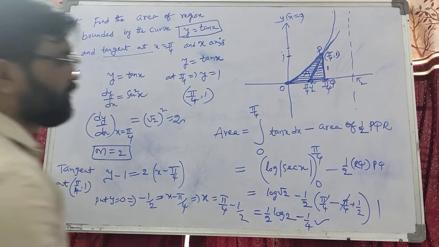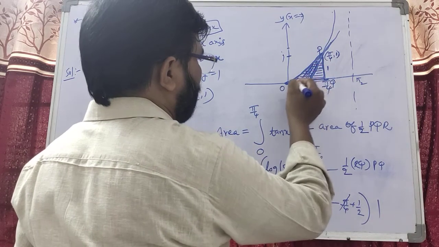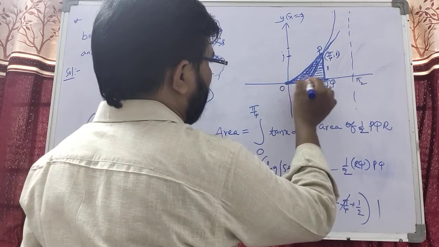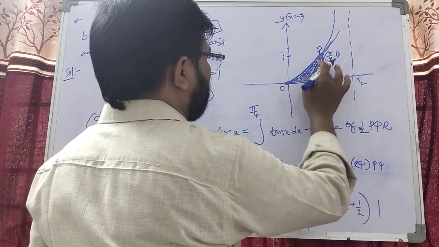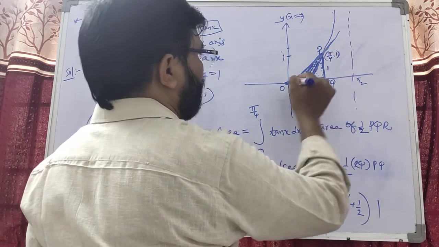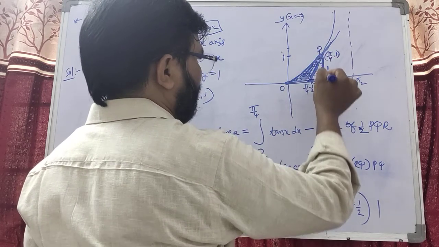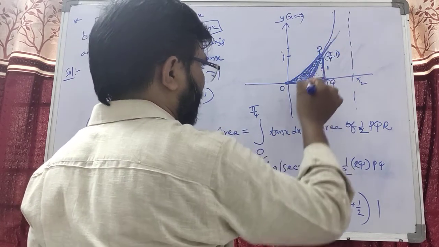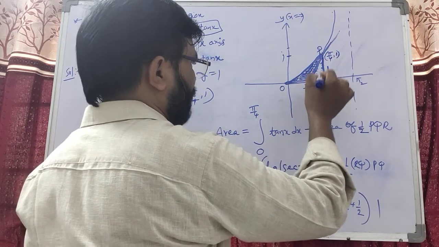Dear students, our required portion is this one only. You can identify this area as our required part. Okay students, this is the neglected area. How to find this one? The total area means area OPQ minus triangle PQR. This is the tangent line. This is the ordinate. We have to take half of base into height.